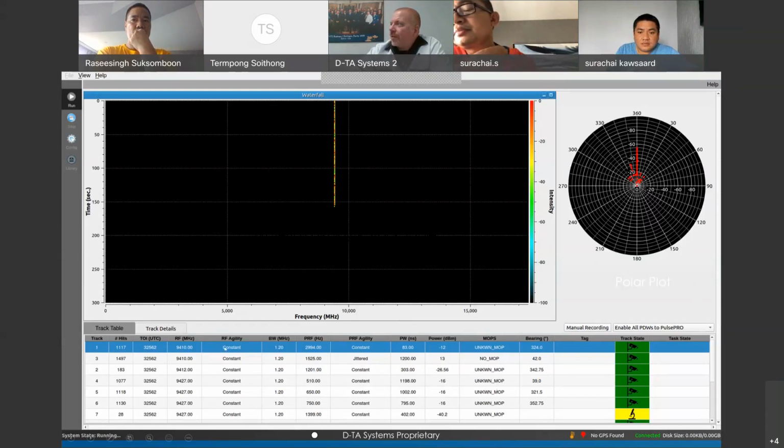Once you've selected a track from the table, you can select track details, which will give you a lot more detail with regards to that intercepted signal. It'll give you minimums and maximums and PRI, etc.